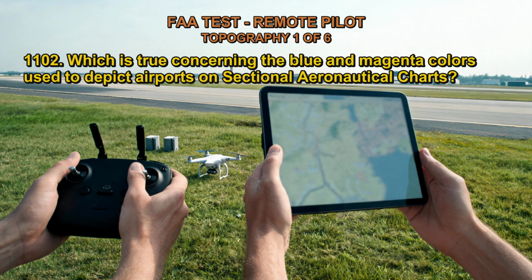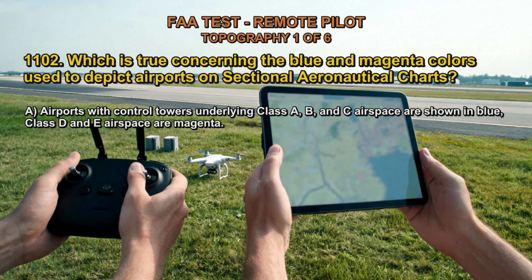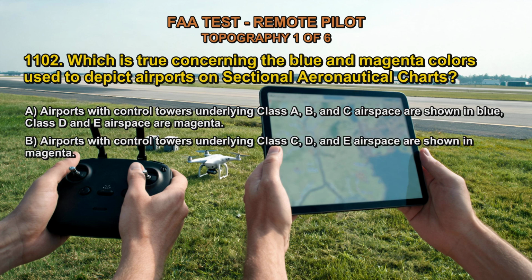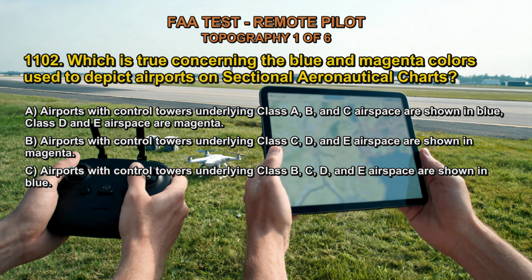1102. Which is true concerning the blue and magenta colors used to depict airports on sectional aeronautical charts? A. Airports with control towers underlying Class A, B, and C airspace are shown in blue. Class D and E airspace are magenta. B. Airports with control towers underlying Class C, D, and E airspace are shown in magenta. C. Airports with control towers underlying Class B, C, D, and E airspace are shown in blue.